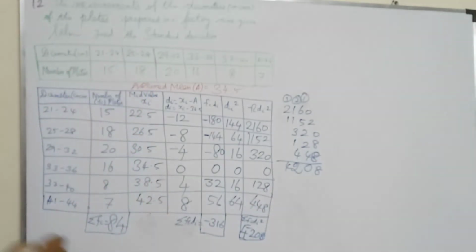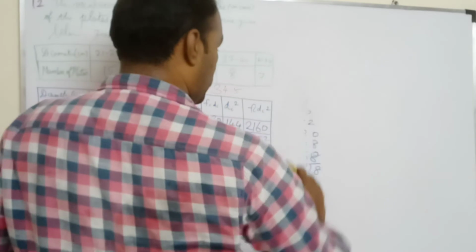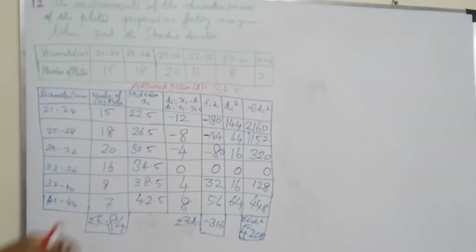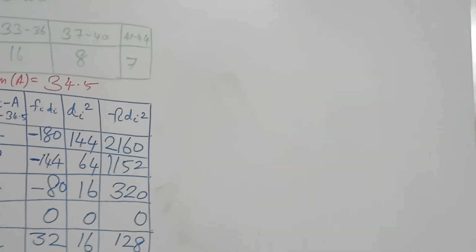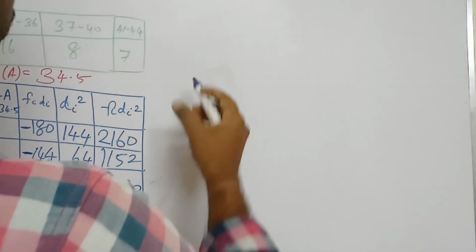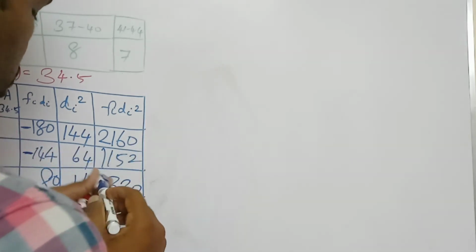4208. This is the value of sigma Fi di square. So, this is the calculation. Now, next one is, we need to find the value of standard deviation. How do we need to find the value of standard deviation? What is the formula of standard deviation?